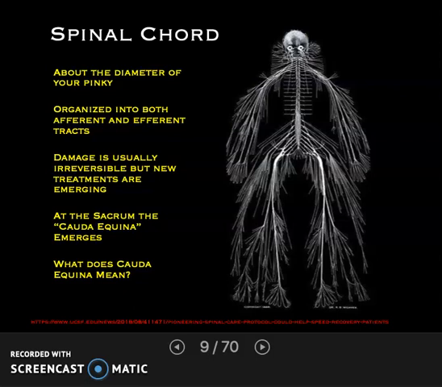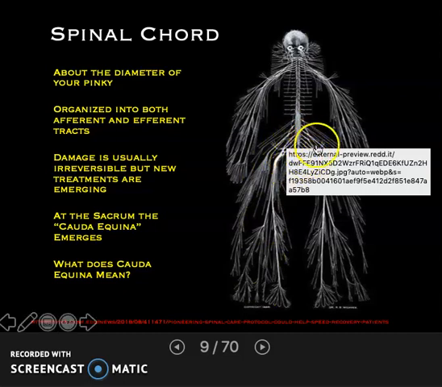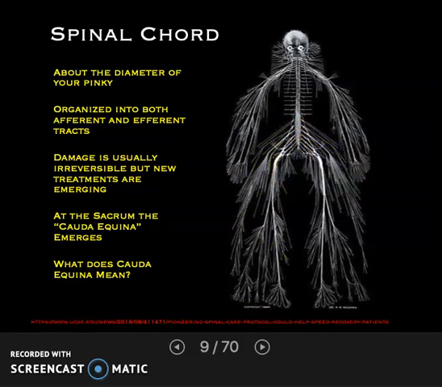Of course, there's a lot of nerves at the base of the body, and so they emerge down where we get to the sacrum and the coccyx, and they form something called the cauda equina. What does cauda equina mean?